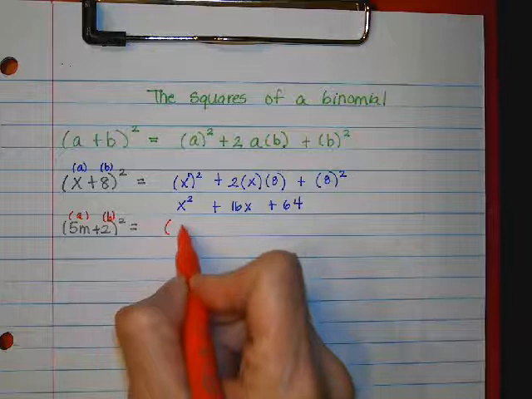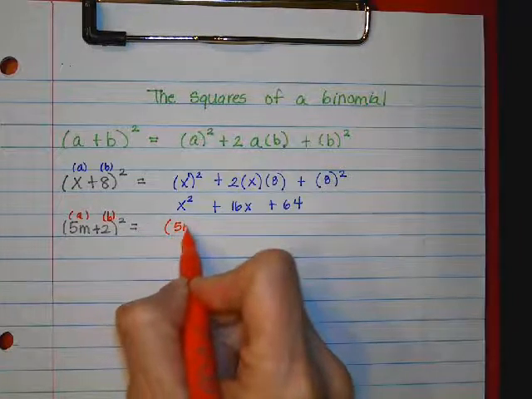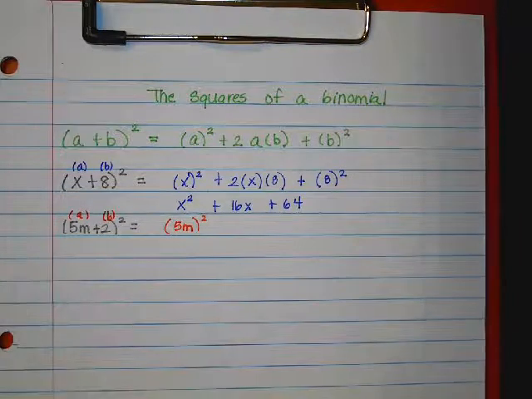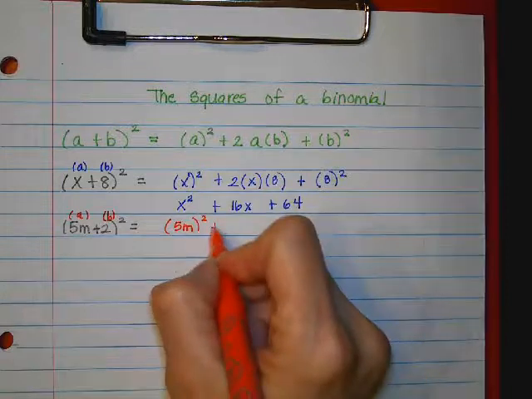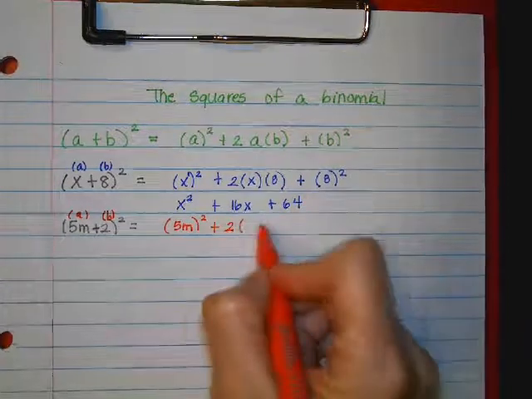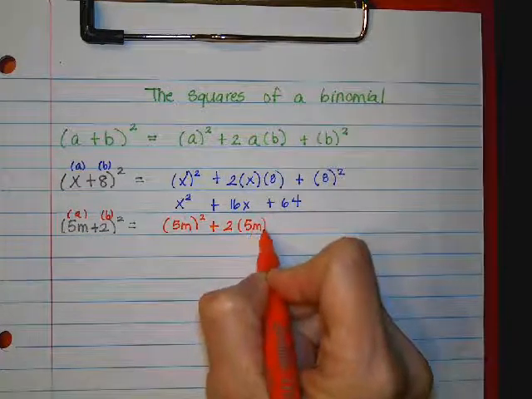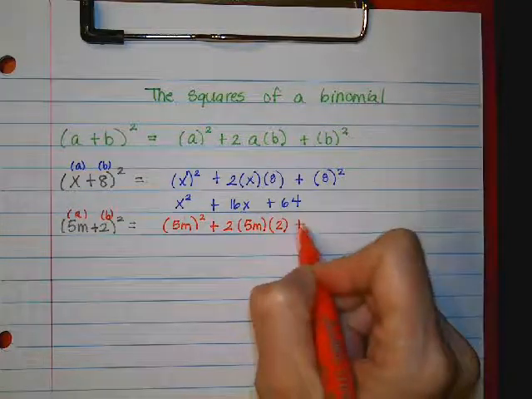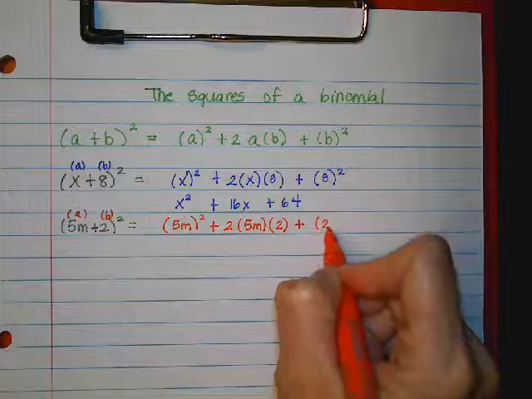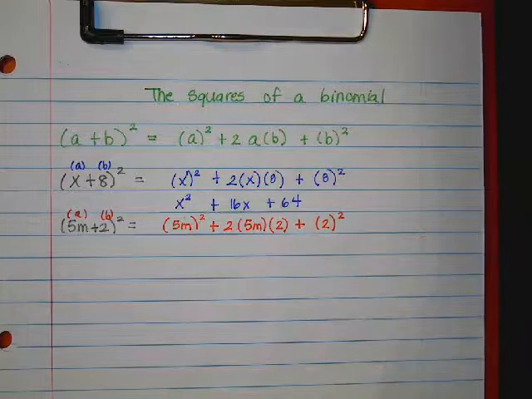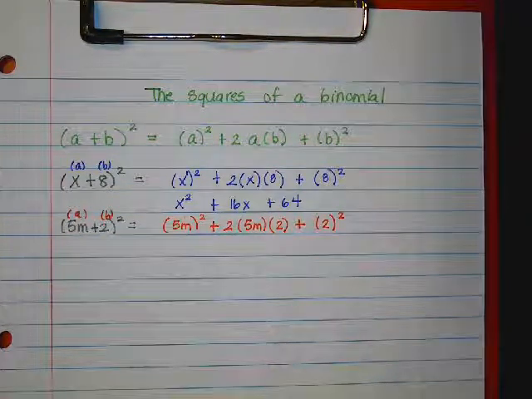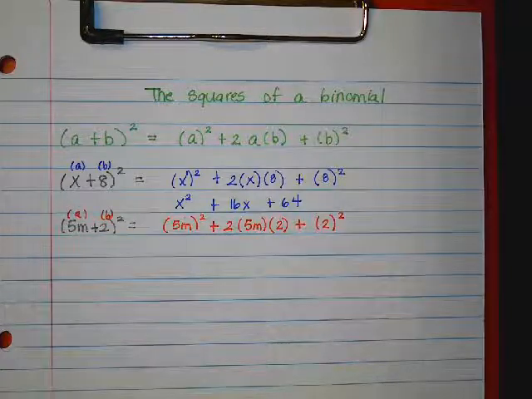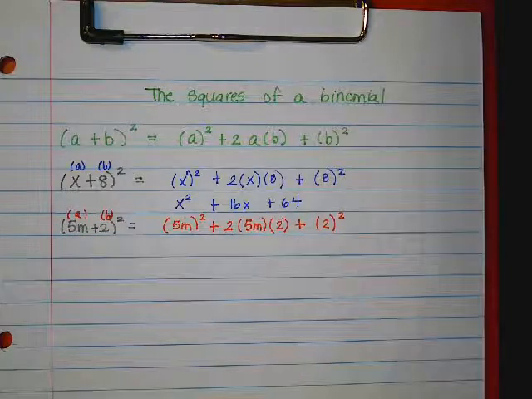I'm going to take my a value, which is 5m, and square it, plus 2 times my a value, which is 5m, times my b value, which is 2, plus my b value, which is 2, and then I will square it. Alright, so far so good? Alright, so then we're going to square.